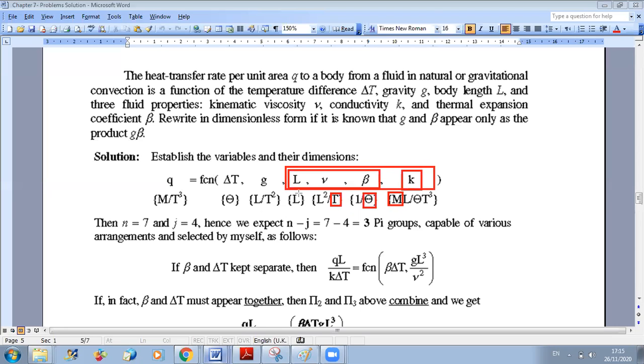Now, if you find that this technique does not suit you, if you cannot always find these variables in a simple way, you can check. How can you check that they cannot form a group? You try to find coefficients. So you put L to the power a, times mu, which is here the kinematic viscosity, to the power b.